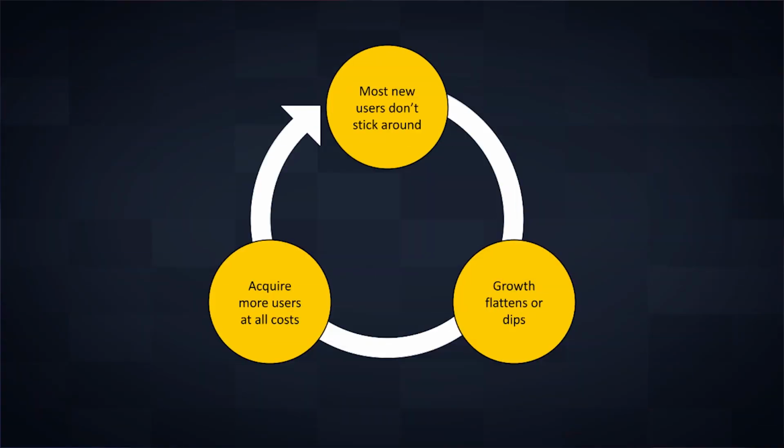If you ignore user onboarding for too long, most new users won't stick around. As a result, growth flattens or dips. Now, instead of identifying and solving the root cause of the problem, teams fall into this cycle because they believe it's an easy way out. They opt to acquire more users at all costs to make up for the flattening or dipping growth rate. Now, there's a big problem with this.